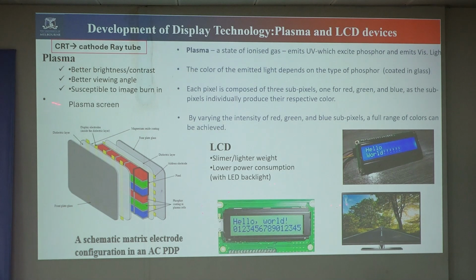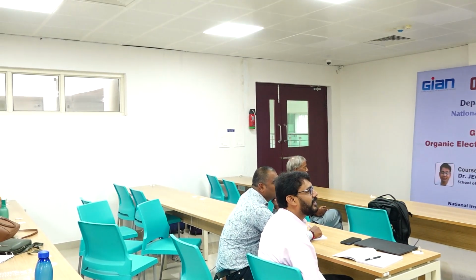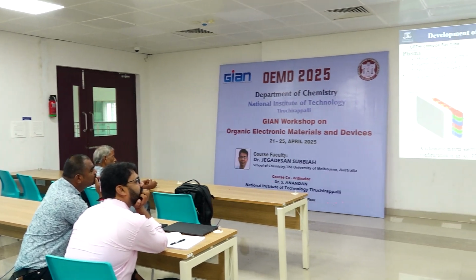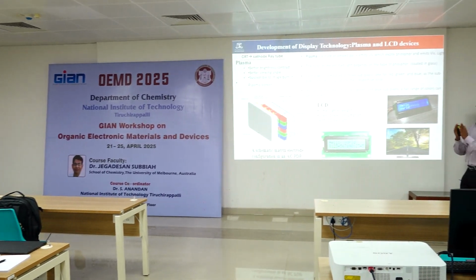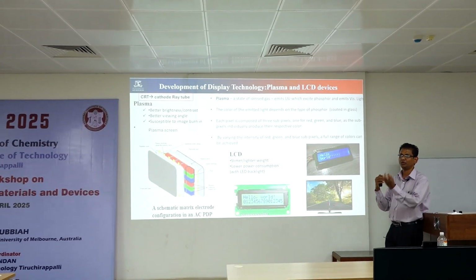After that, the plasma screen. Plasma is another state of matter. In the plasma TV, there are small plasma cells filled with some gas, either neon or argon. When you apply an electric field, the gas becomes plasma, and it emits UV radiation.